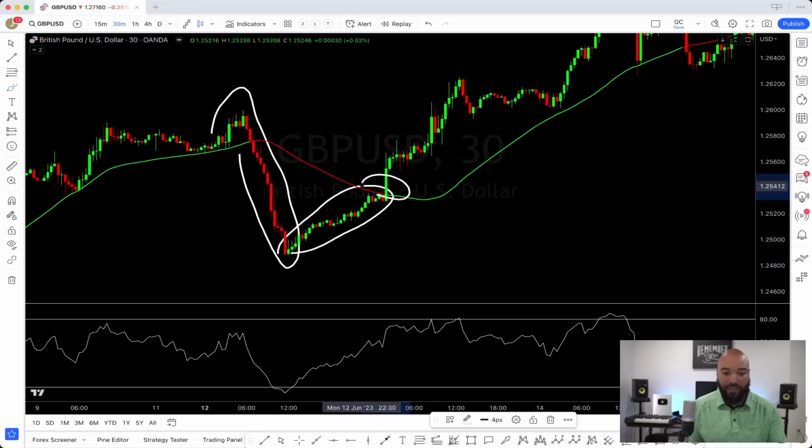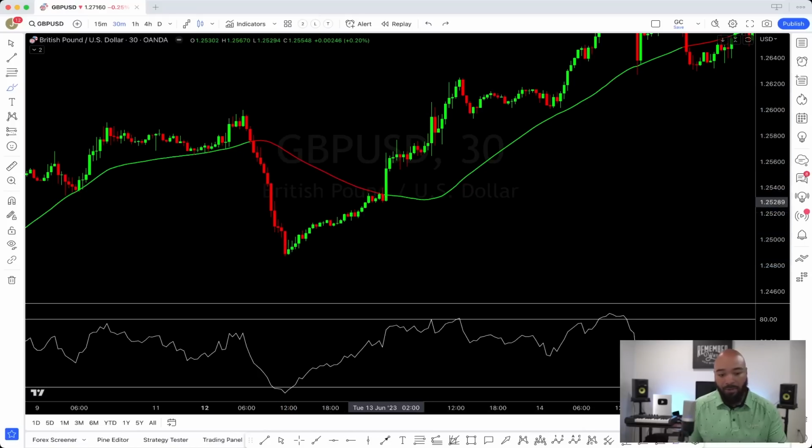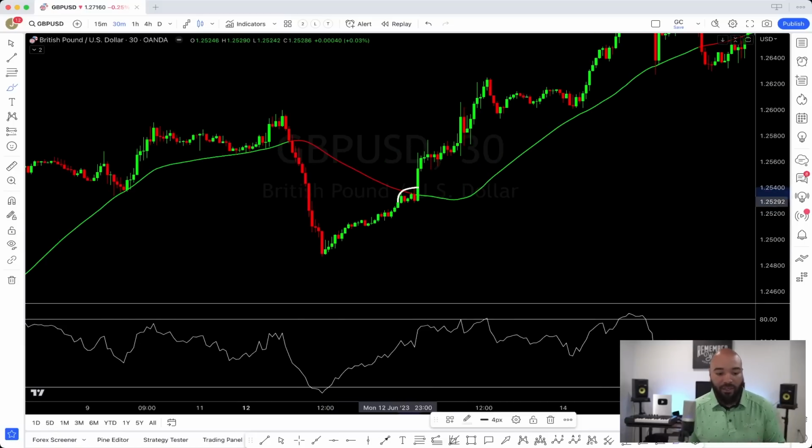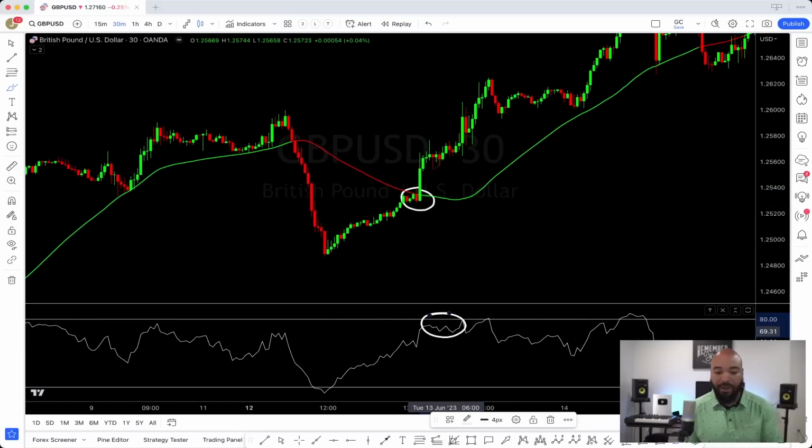Okay, here we go. It broke the 50, right? Isn't that rule number 1? Break the 50. All right, so it did that. You want it to break the 50, and you want to see it overbought. There it is. It's all at the same spot. It's pretty much overbought, right?